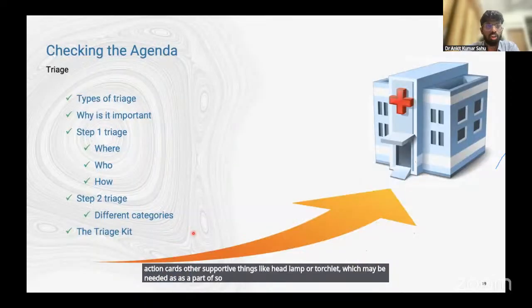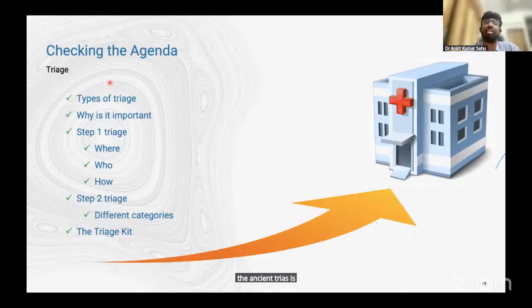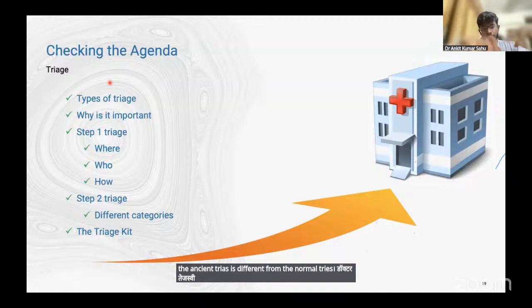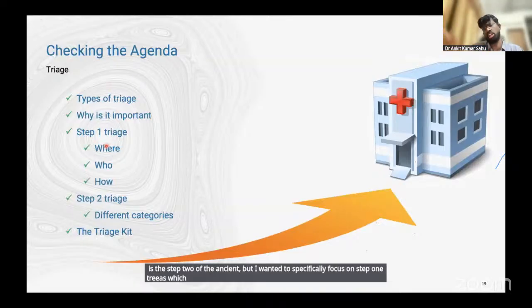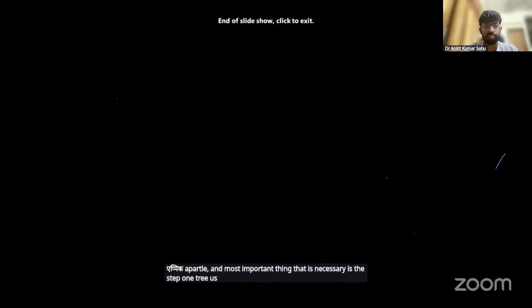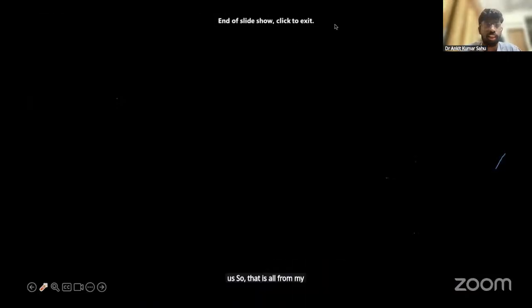So that's all from me today. We have covered almost everything. Please go back and think how the MCM triage is different from the normal triage. Dr. Tej has discussed the normal triage system, which is really the step 2 triage of the MCM. But I wanted to specifically focus on step 1 triage, which may look very simple, walking, non-walking. But that is the most apical and most important thing that is necessary, the step 1 triage. So that's all from my side.